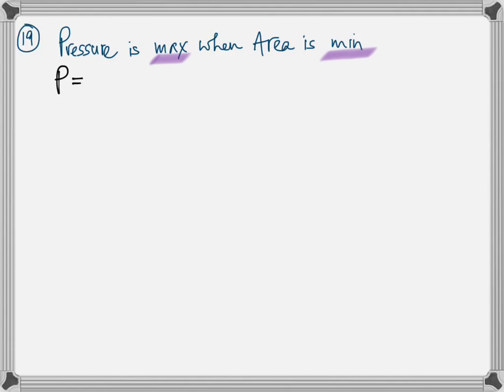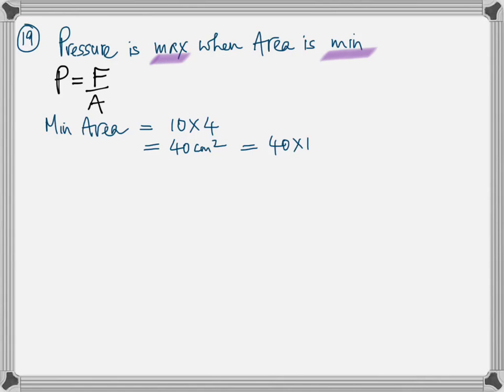So 19, the pressure is maximum when the area is a minimum. Yeah, that's what I wrote. Pressure is force divided by area, and the minimum area in that one is, of course, 10 times 4. But that's in centimeter squared. You have to change it into meter squared.